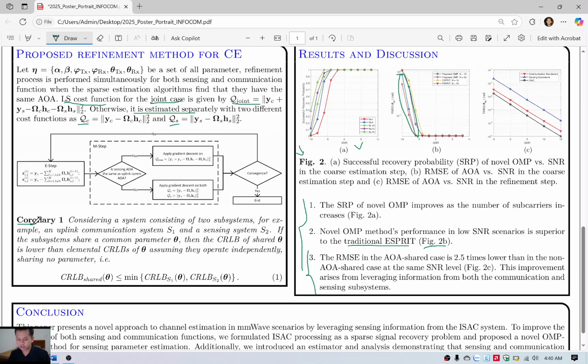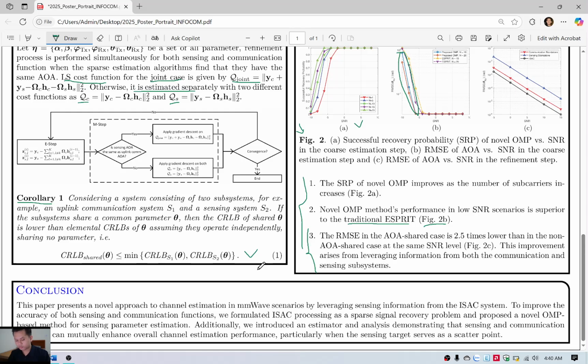We have a corollary. It says that considering a system consisting of two subsystems, for example, an uplink communication system S1 and a sensing system S2, if the subsystems share a common parameter theta, then the CRLB of theta is lower than the individual lower bound of theta, assuming that they operate independently, sharing no parameter. This claim is proved in our paper.